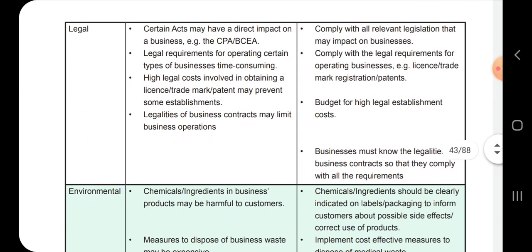And then we have legal problems. Certain acts may have a direct impact on a business. We have talked about acts, you know them. How do you solve that?